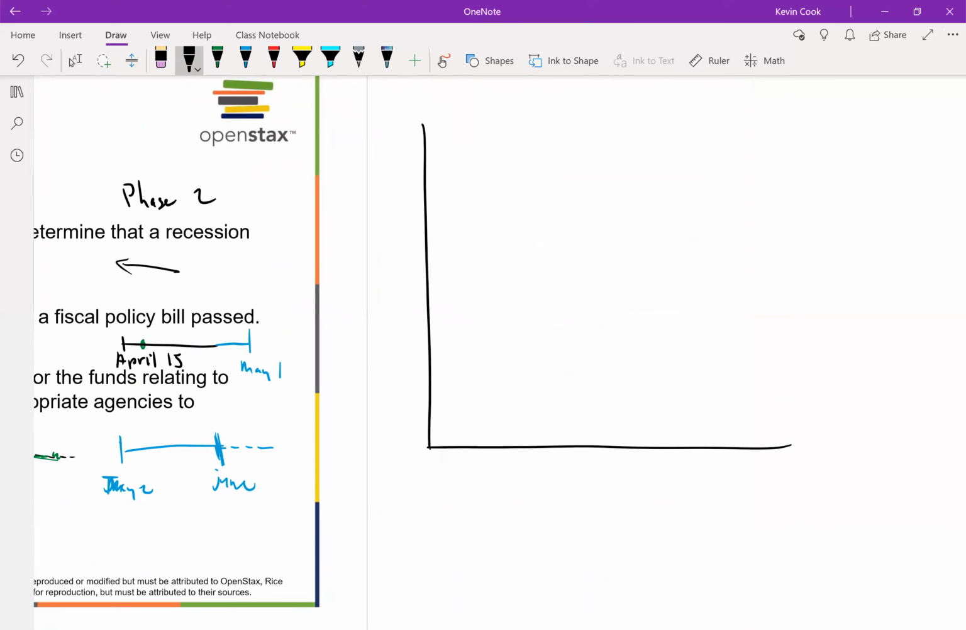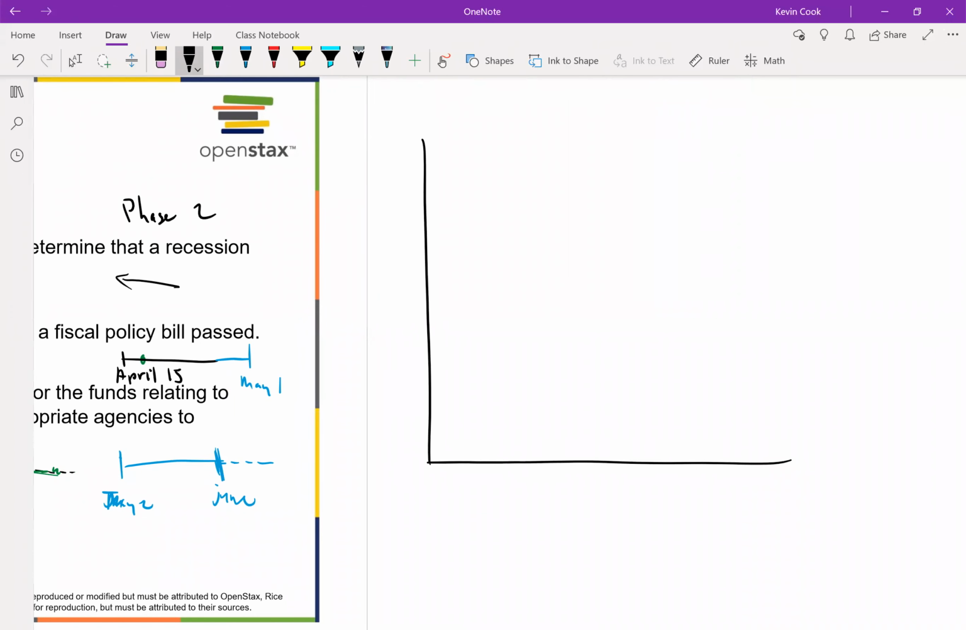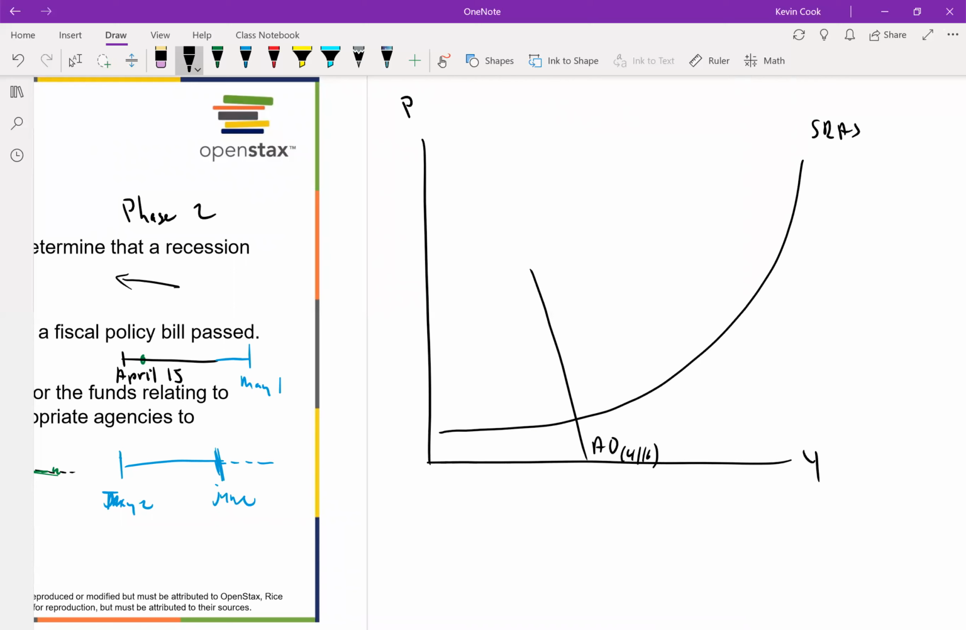is something like this. So again, we have our price level and our output. We have our short run aggregate supply and our aggregate demand. So suppose that today, our aggregate demand is somewhere down here. And this would be on 4/16. And as we go through time, suppose that starting today things start to get better. We passed our peak, and I'm not saying that we have. I'm just saying suppose, for the sake of this example, things start getting better today, and by the time we get to say a month from now, we're up to here.